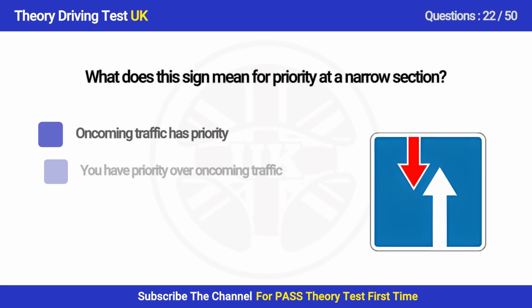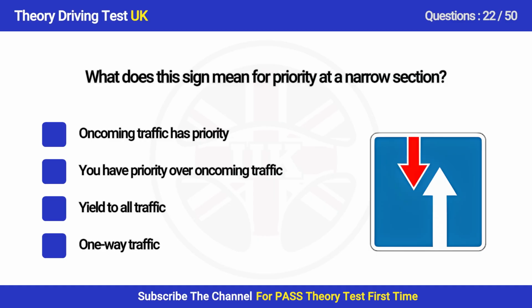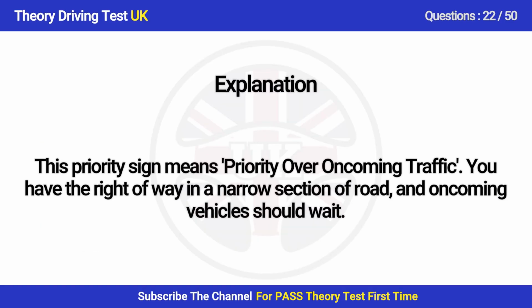Question 22. What does this sign mean for priority at a narrow section? A. Oncoming traffic has priority. B. You have priority over oncoming traffic. C. Yield to all traffic. D. One-way traffic. Answer is B. You have priority over oncoming traffic. This priority sign means priority over oncoming traffic. You have the right of way in a narrow section of road, and oncoming vehicles should wait.